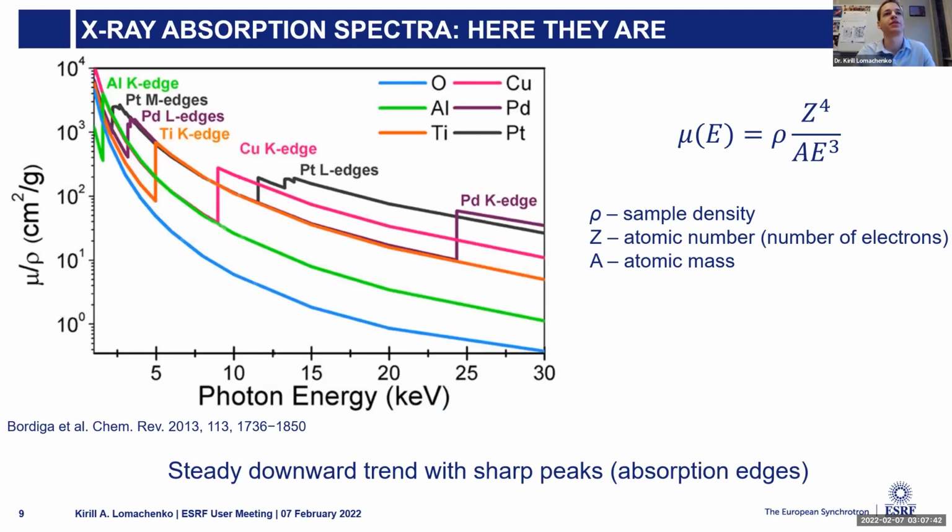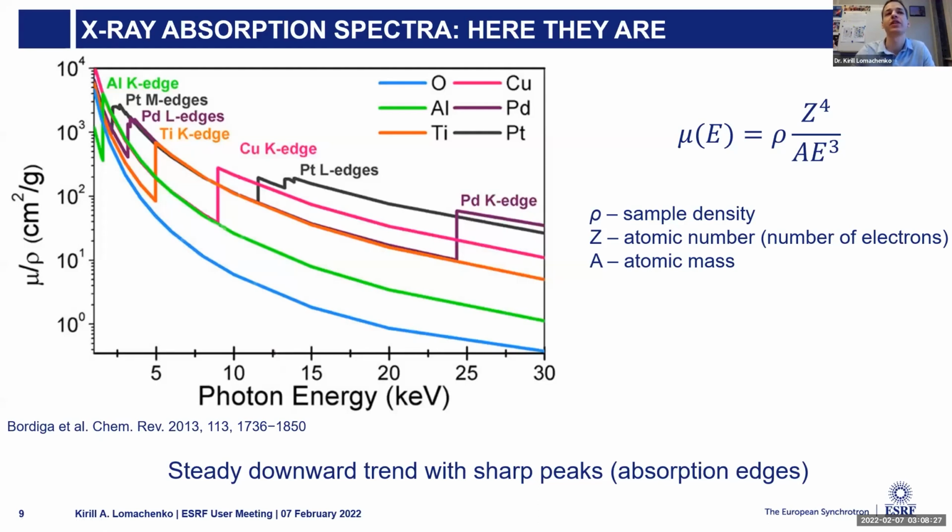pure samples that contain only one chemical element, like let's say copper, only platinum, only palladium, the spectra look like this. You see a steady downward trend with some very sharp steps, jumps. And these jumps, these peaks, we call them X-ray absorption edges. And you see that for different elements, these absorption edges are positioned at different energies. So the titanium edge is different from copper edge, and it's different from platinum edge, and so on.